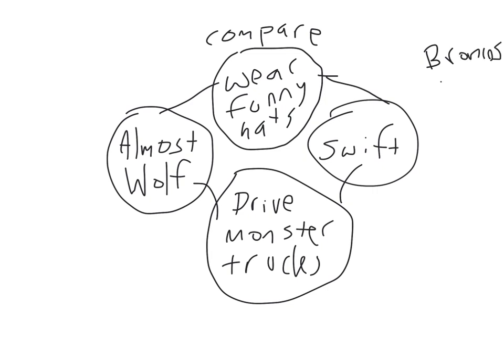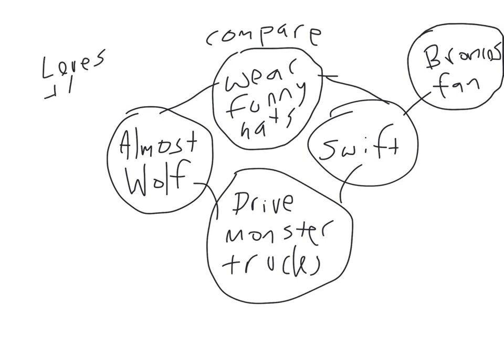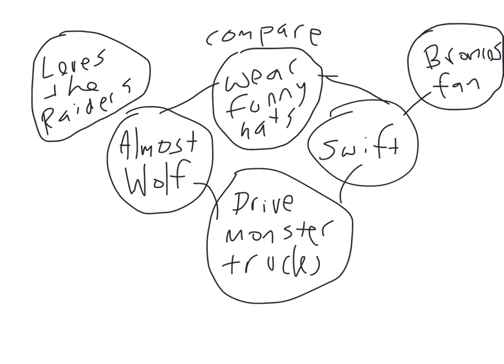Perhaps this chapter will tell us that Swift is a huge Broncos fan. If that's true, you would write Broncos fan, draw a line around it, connect it to Swift, but you wouldn't connect it to the Almost Wolf if the book tells us that the Almost Wolf loves the Raiders. If that is the case, one, it would tell us that the Almost Wolf is clearly a bad guy, but it would also tell us that you should write loves the Raiders and connect it to the Almost Wolf if that is something that the Almost Wolf and Swift have that are different from one another.